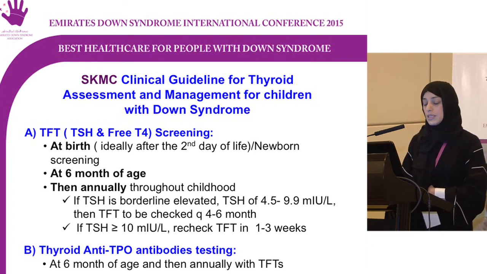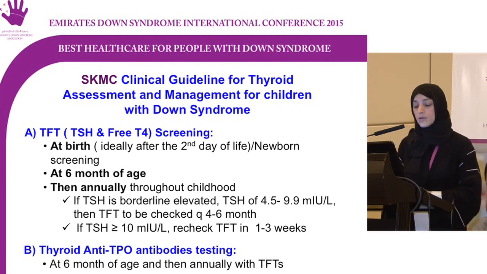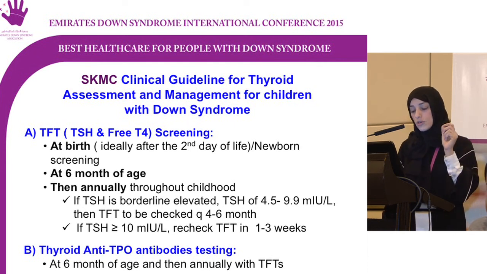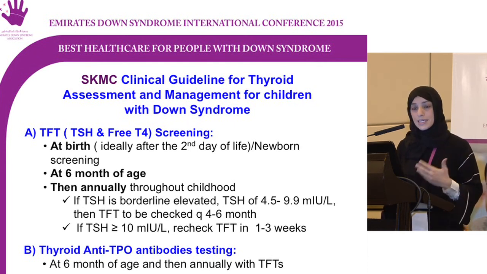Thyroid antibody, we are following the UK guidelines, so it's at 6 months of age and then annually with thyroid function test, because based on that graph, the conversion rate is high. The thyroid autoantibody is going to evolve with time and it's going to be helpful for the prognostic counseling later on.